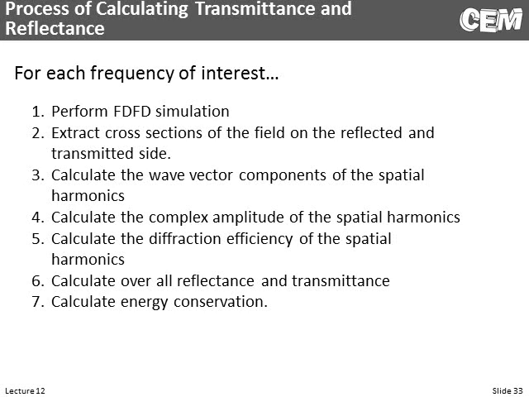Then from these 1D arrays, we're going to calculate the wave vector components that will be associated with our spatial harmonics. And then we're going to FFT these things that we extracted, and the answer from that FFT will be the amplitudes of those diffracted harmonics. Then we can calculate the diffraction efficiency of each of those harmonics. Then we add those all up to get overall reflectance and transmittance. And then the final thing is calculating the conservation of energy and making sure we get 100% of our energy back.